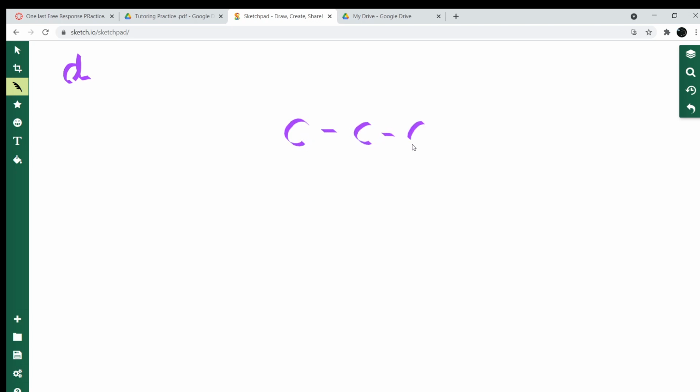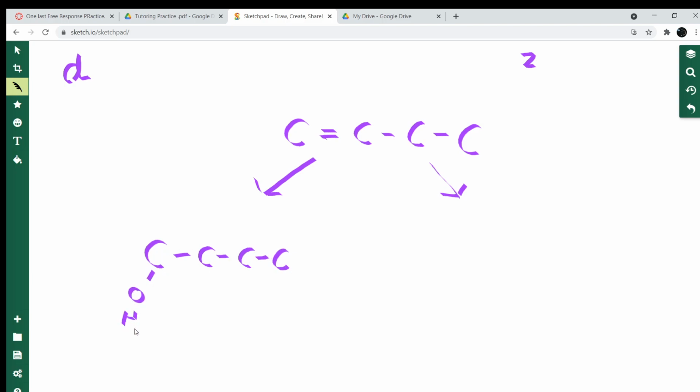But-1-ene is here. When we draw it, we'll draw it like this. And we know that it says that it makes 2. So that means we're going to end up having a state where we're going to have an alcohol here or an alcohol here.